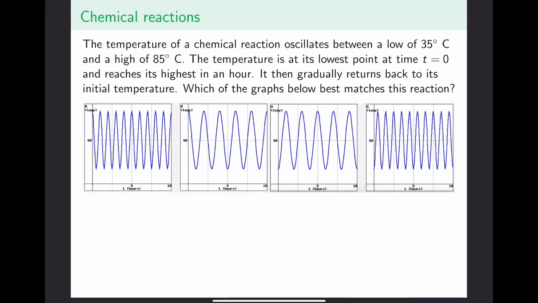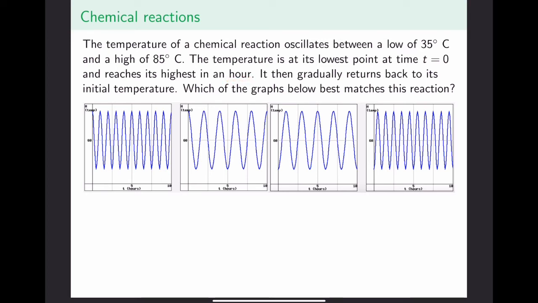So in this case, we have that the temperature of a chemical reaction oscillates between the low of 35 degrees and a high of 85 degrees. The temperature is at its lowest at time 0, and it reaches its highest in an hour. So we already have quite a bit of information about this temperature.